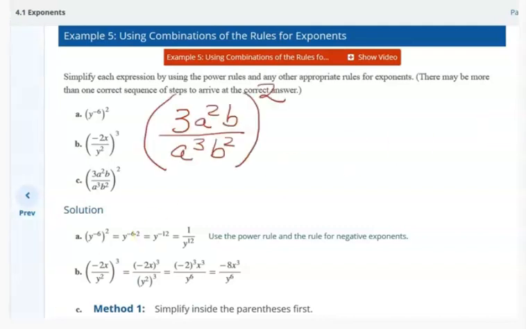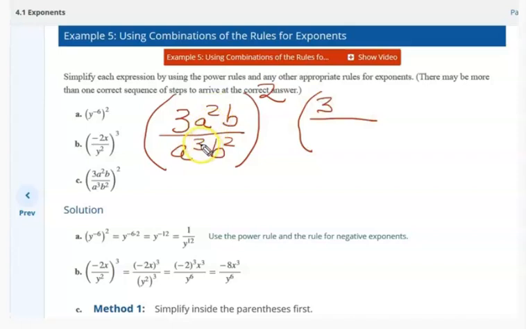Now there's 2 ways to do this. You could actually expand all of this and then do the canceling. Or before you take it out of the parentheses, you could do some canceling. So this can be simplified.